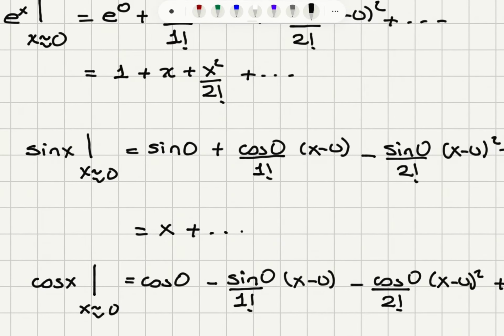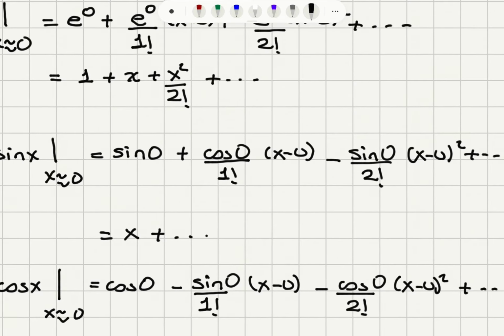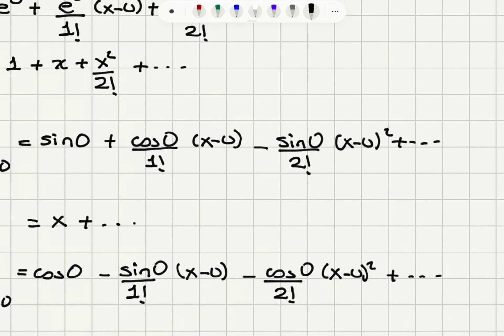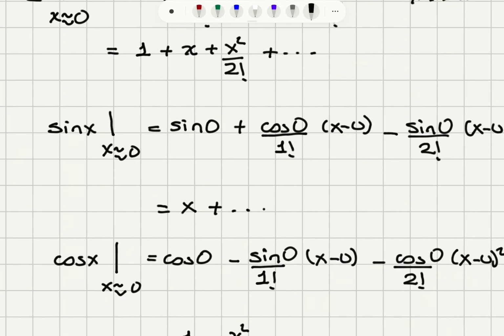And for the sine function, what is the behavior for small x values? First we evaluate it at 0, sine 0 is 0. Then we take its derivative, it's cosine x. Cosine x evaluated at 0 is cosine 0, which is 1. 1 over 1 factorial is 1, x minus 0 is x. And then we take the derivative of cosine with respect to x, we obtain minus sine, which is 0 when evaluated at 0. So we obtain x.